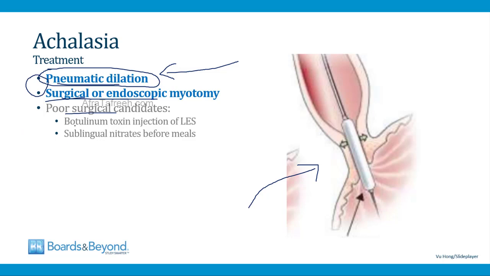For patients who are poor surgical candidates and can't have one of these procedures, there are some other options. You can inject botulinum toxin into the lower esophageal sphincter via an endoscope. Patients can also be treated with sublingual nitrates before meals, which will relax the lower esophageal sphincter.